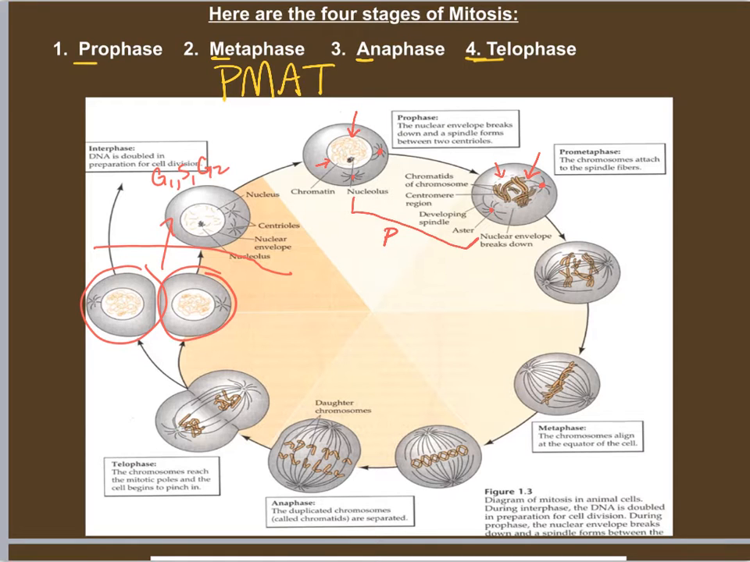So anyway, and then those spindle fibers are starting to form. Okay, so those are the little lines coming off of the centrioles. So the spindle fibers, see the developing spindle? Another thing you might hear centrioles called is an aster. Okay, so centrioles may also be called the aster.